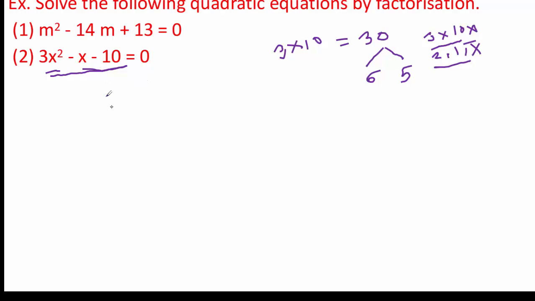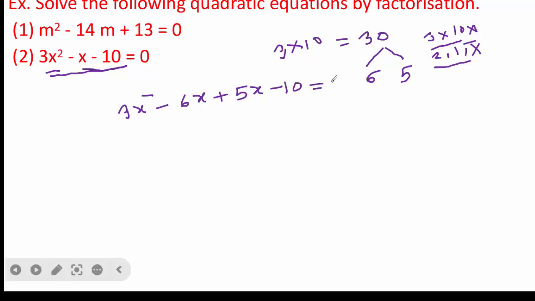Therefore, I shall write this equation as 3x square minus 6x plus 5x minus 10 equal to 0. I shall write it in this way. As I require minus 1, therefore I shall take minus 6 and plus 5. Minus 6 and plus 5 becomes minus 1.